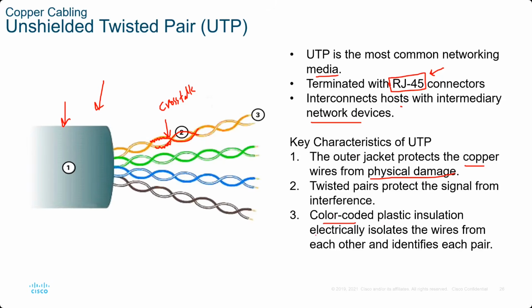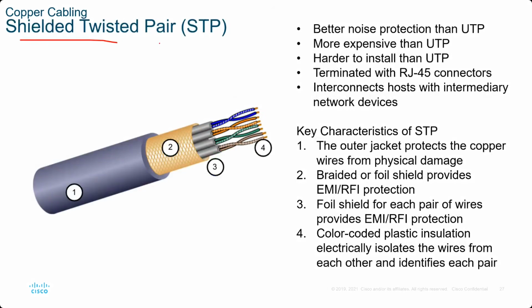And the color-coded plastic insulation, the color code is just a plastic insulation. So this is where you can see the actual cable shown here. And the color coding is just to identify which pair you're working with. Shielded twisted pair is the same thing. It also uses an RJ45 connector. You can use them interchangeably.